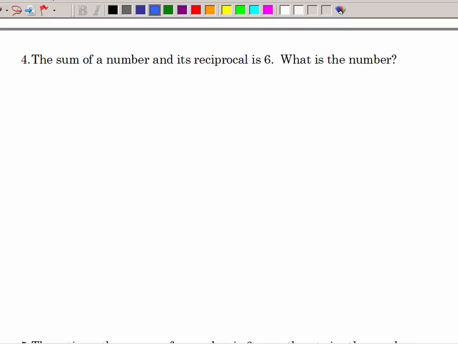Okay, so now we have not consecutive, we've got a sum of a number and its reciprocal. That sounds pretty easy. The sum of a number. What is the number? Well, I'm going to let the number equal x. And its reciprocal, what's its reciprocal? Remember, it's 1 over x. What am I going to do with it? The sum means I need to add the number, which is x, and its reciprocal, which is 1 over x.